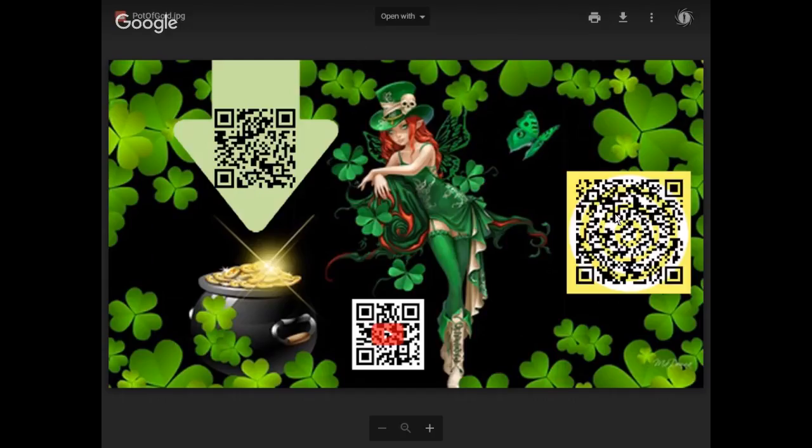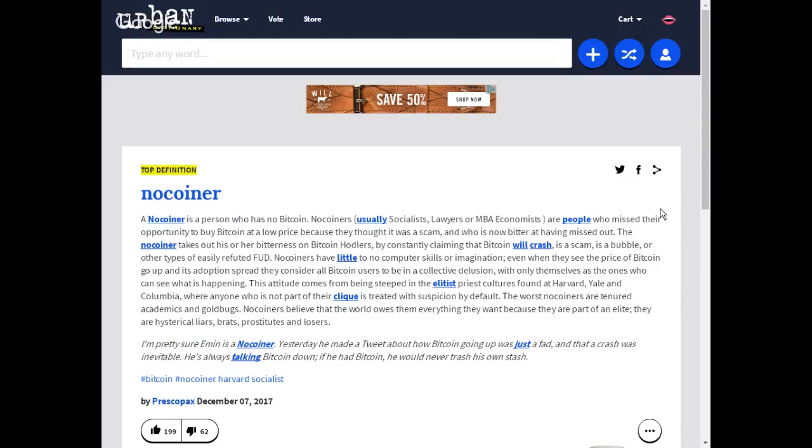All right, so let's go on here. What is a Nocoiner? Well, let's read what a Nocoiner is. A Nocoiner is a person who has no Bitcoin. Nocoiners, usually socialists, lawyers, or MBA economists, are people who missed their opportunity to buy Bitcoin at a low price because they thought it was a scam, and who are now bitter at having missed out. The Nocoiner takes out his or her bitterness on Bitcoin hodlers by constantly claiming that Bitcoin will crash, is a scam, is a bubble, or other types of easily refuted FUD.